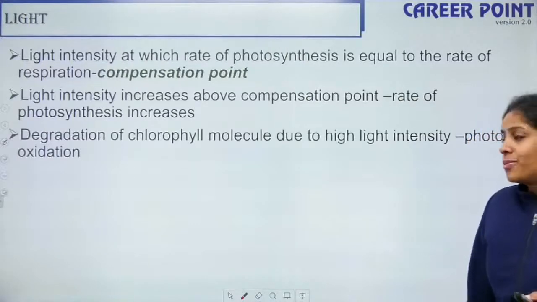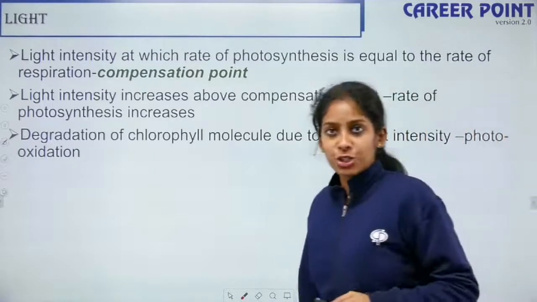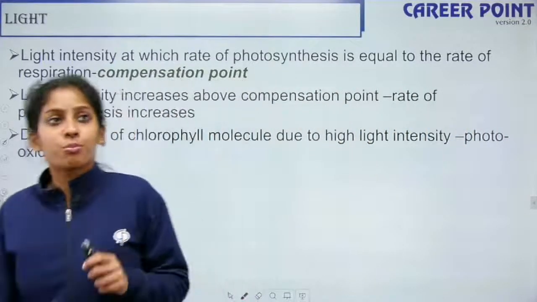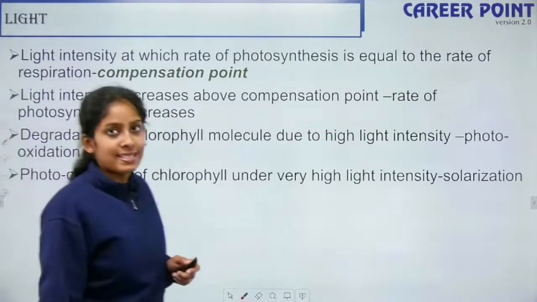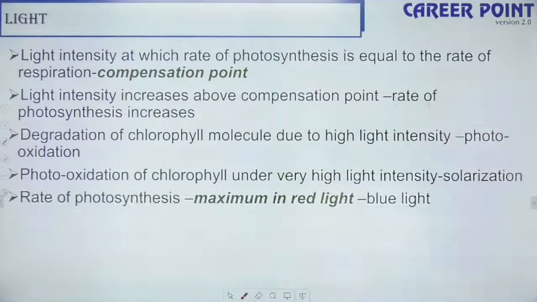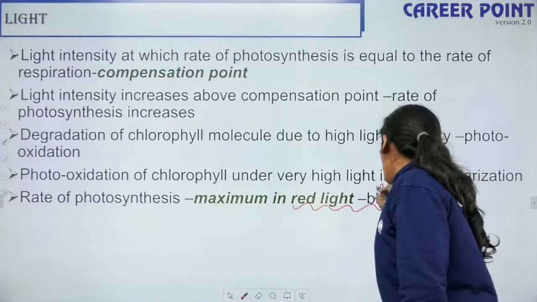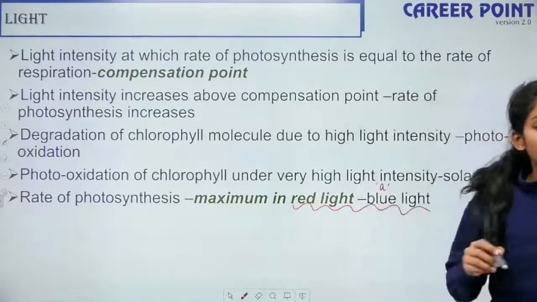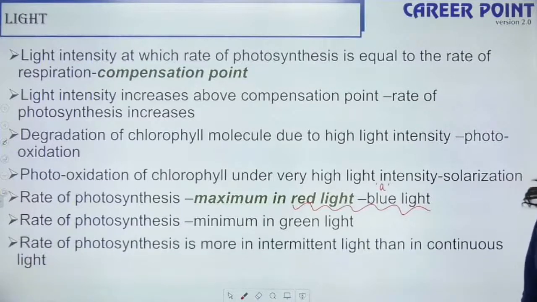Degradation of the chlorophyll molecule can happen at high light intensity, that is photooxidation. So you have accessory pigments to prevent photooxidation. Photooxidation of chlorophyll under very high light intensity is called solarization. The rate of photosynthesis is maximum in the red to blue light, where you have the wavelength of your chief chlorophyll pigment, that is chlorophyll A. The rate of photosynthesis is minimum in the green light.